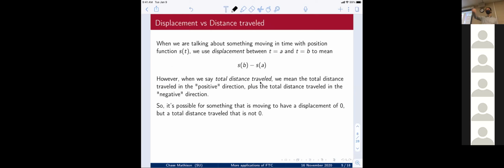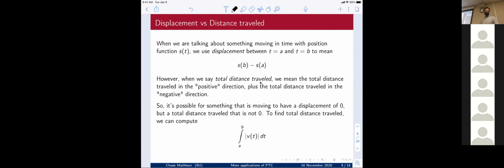When you guys left your house, pretend everything in your life is on a straight line. When you left your house to come here, well, your displacement is positive. But at the end of the day, when you go home, your displacement at the end of the day will be 0, right? You started and ended at home. But obviously you traveled back and forth. Your total distance traveled isn't 0, okay? So it happens almost every day for you.